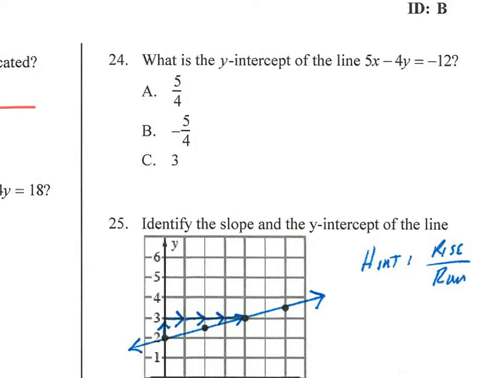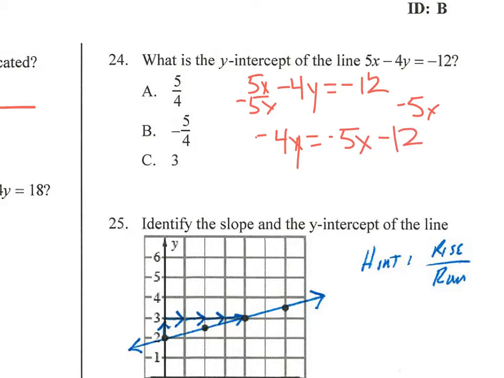Number 24. What is the y-intercept? Now, this is not in slope-intercept form. Okay, so you need to get it in slope-intercept form. We got to move people around. I would start by moving this 5x. Okay? Then rewrite your equation to be negative 4y equals negative 5x minus 12. And now you complete it by getting rid of this negative 4. Okay? And then whatever number we're left with over here, that's your b, that's your y-intercept. Which of these would it be?